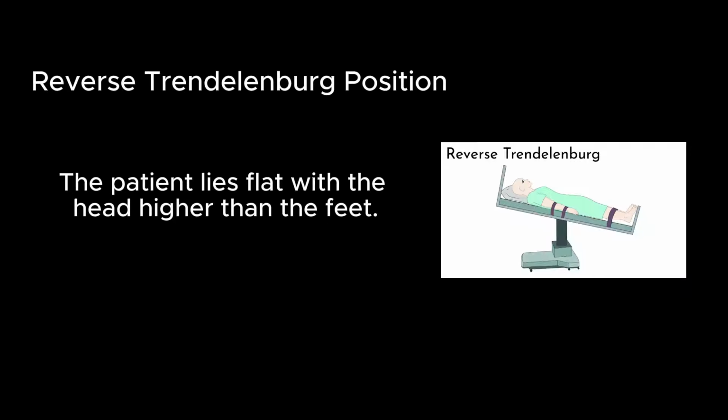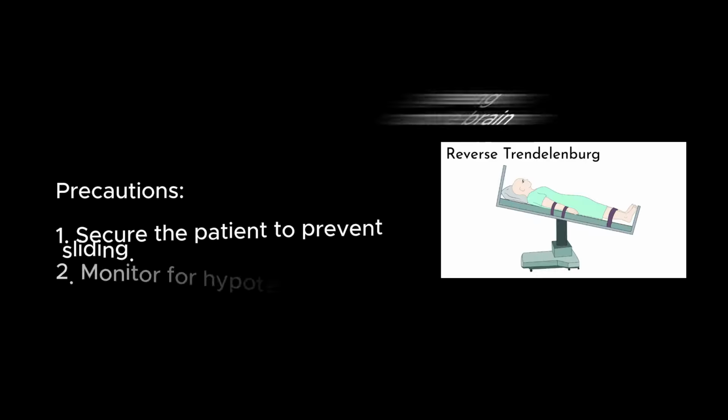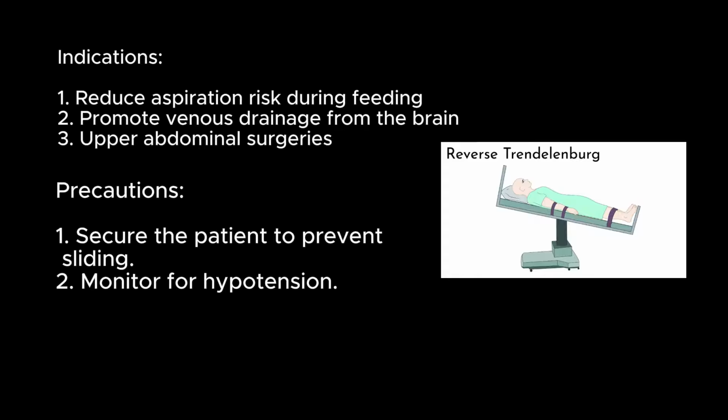That is the reverse of it. So the question then is, what are the indications for the reverse Trendelenburg position? Number one, one of the indications is that it reduces aspiration risk during feeding. So if a patient wants to feed, though we can use this position, one of the indications is that it reduces aspiration during feeding. Two, it promotes venous drainage from the head. The same way we have the Trendelenburg, whereby it is used to increase venous return.